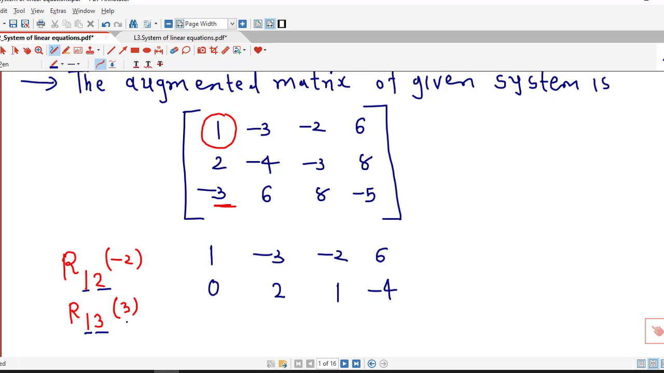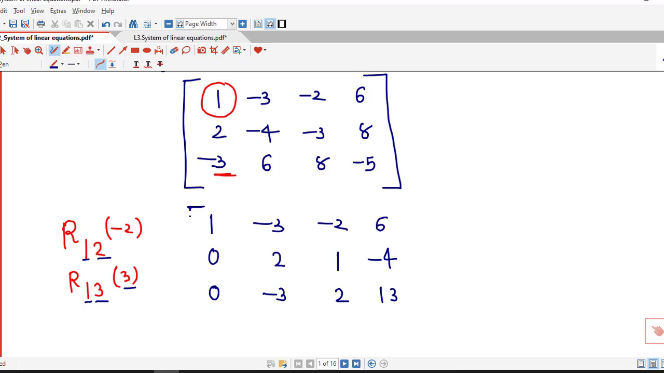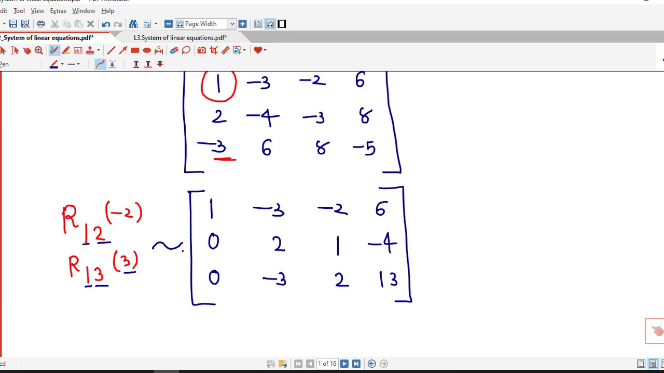Now we multiply the first row by 3 and add it to the third row. Here 1 into 3 is 3, -3, so we obtain 0. -3 into 3 is -9, plus 6 is -3. -2 into 3 is -6, plus 8 is 2. 6 into 3 is 18, minus 5 is 13. So after applying these two elementary row operations, we come to this matrix, which is equivalent to the augmented matrix.